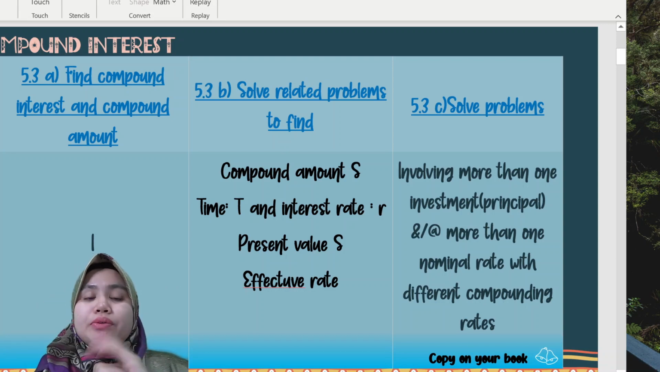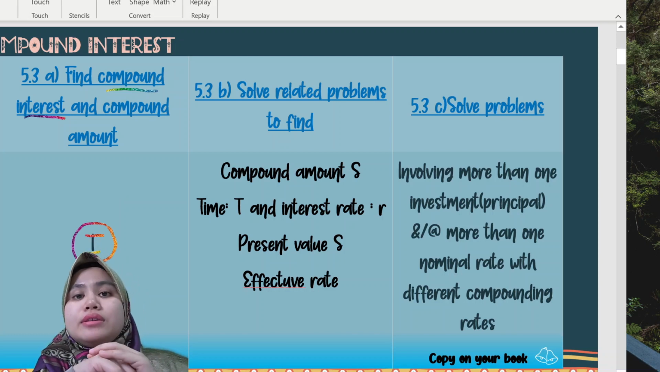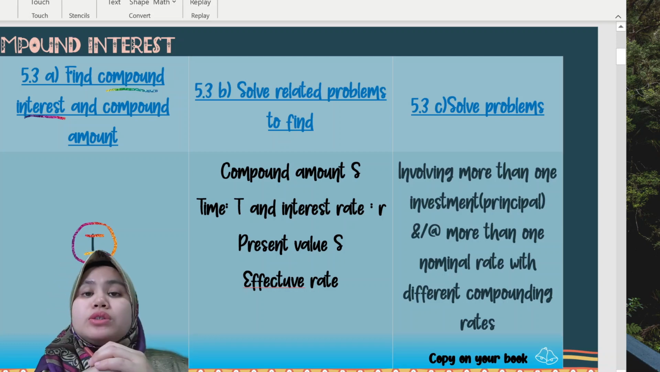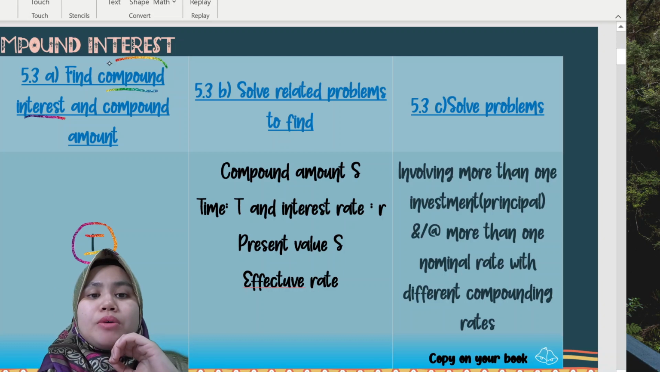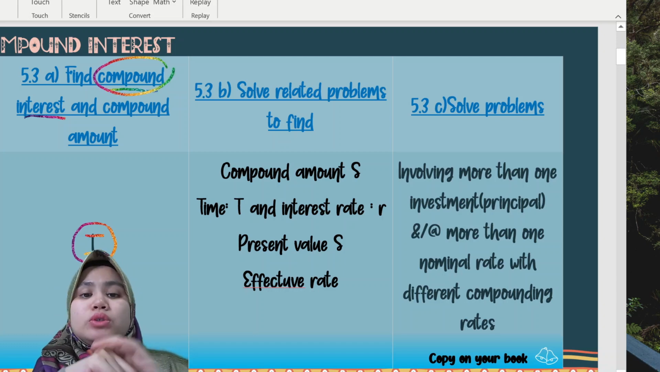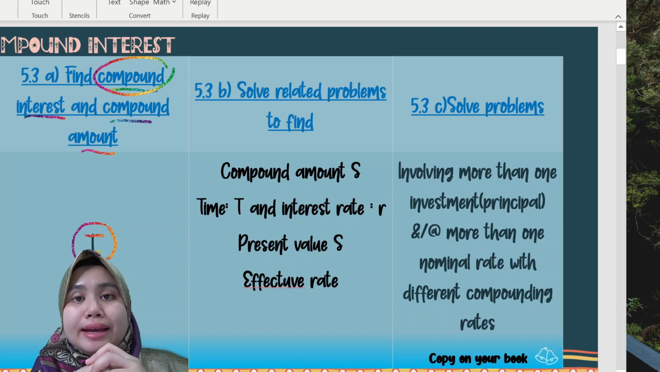Let's look at our first learning objective. You should be able to find compound interest. Our compound interest here is capital I. As you remember, it's the same notation as simple interest, also capital I, but the word compound itself is different. And you also have to know how to find compound amount, which is capital S.